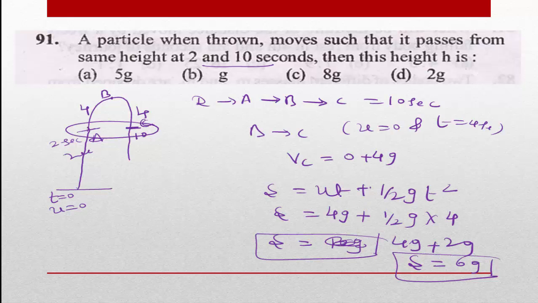Sorry, ut plus half g t square. Substitute the other two values here. 4g into 2, the final answer is 10g. 4 into 2 is 8, 8 plus 2, 8g plus 2g is 10g. Okay, the option E, 10g, is the right answer.